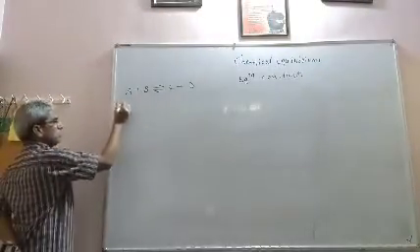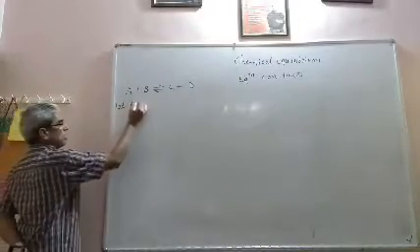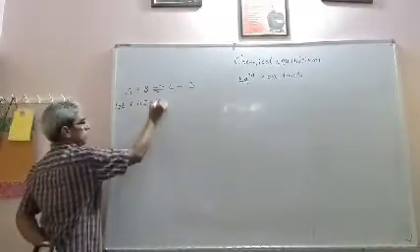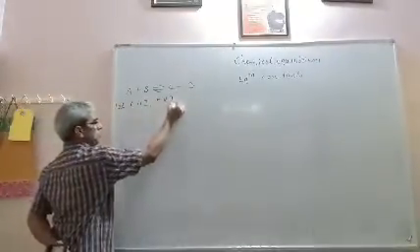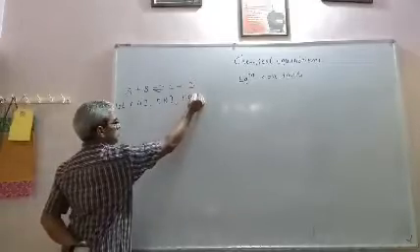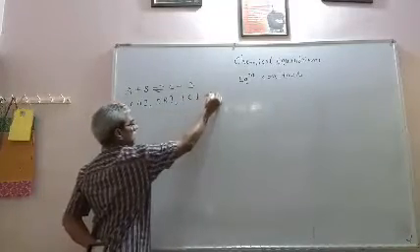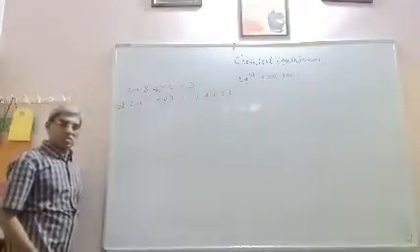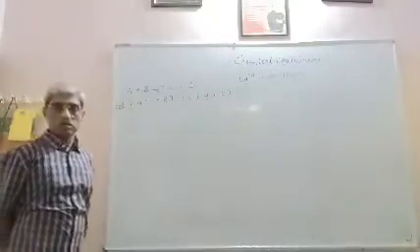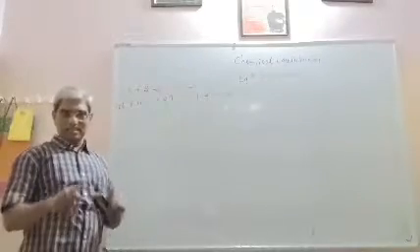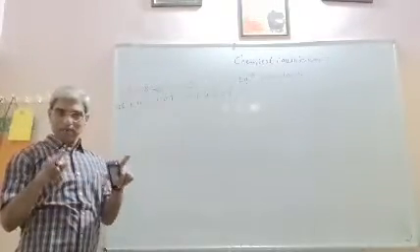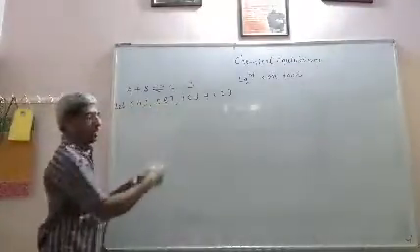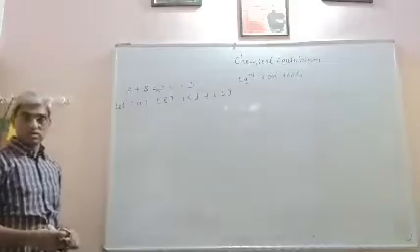Let the active mass of A, active mass of B, active mass of C and active mass of D be considered. Active mass, as we already discussed, is nothing but molar concentration, and it is indicated by enclosing the symbol of the solute in square brackets. This square bracket is nothing but molar concentration.